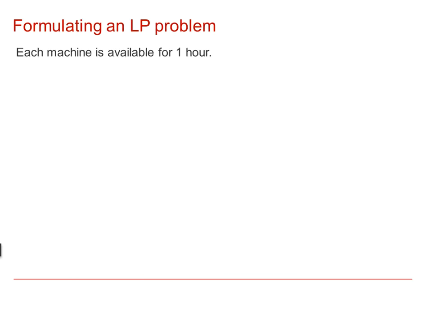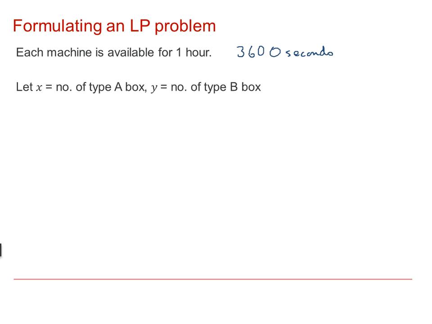Well, the first thing was that each machine was available for 1 hour. The information about the boxes, however, was given in seconds, so we'll turn that 1 hour into 3,600 seconds. Now let's give our type A and type B boxes some letters. So we're going to let X be the number of type A boxes and Y be the number of type B.